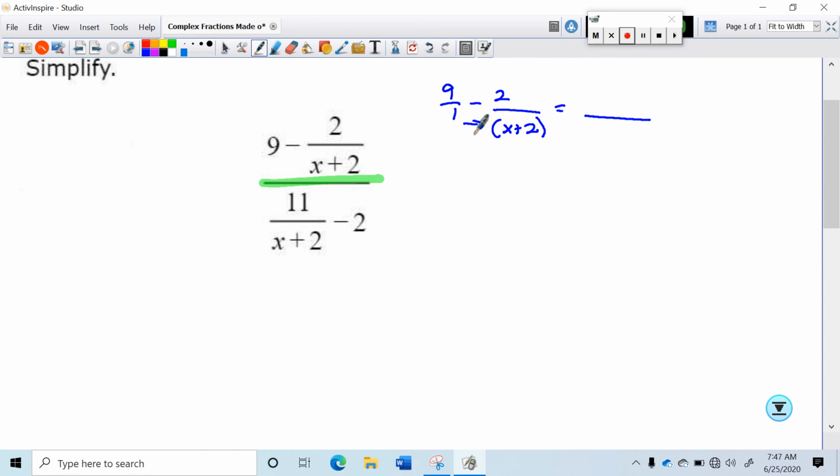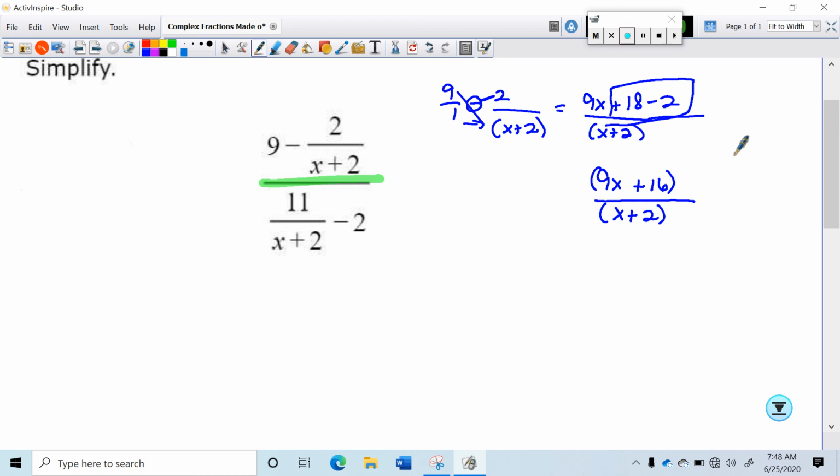Multiply the bottom. 1 times x plus 2 is x plus 2. Cross multiply the top. 9 times x is 9x. 9 times 2 is a positive 18. Minus, okay, this is like a negative 2 that I'm distributing. Got to be careful with negatives. So negative 2 times 1 is negative 2. Now, I know what 18 take away 2 is. So that's 9x plus 16 over x plus 2. And I always put binomials in parentheses.